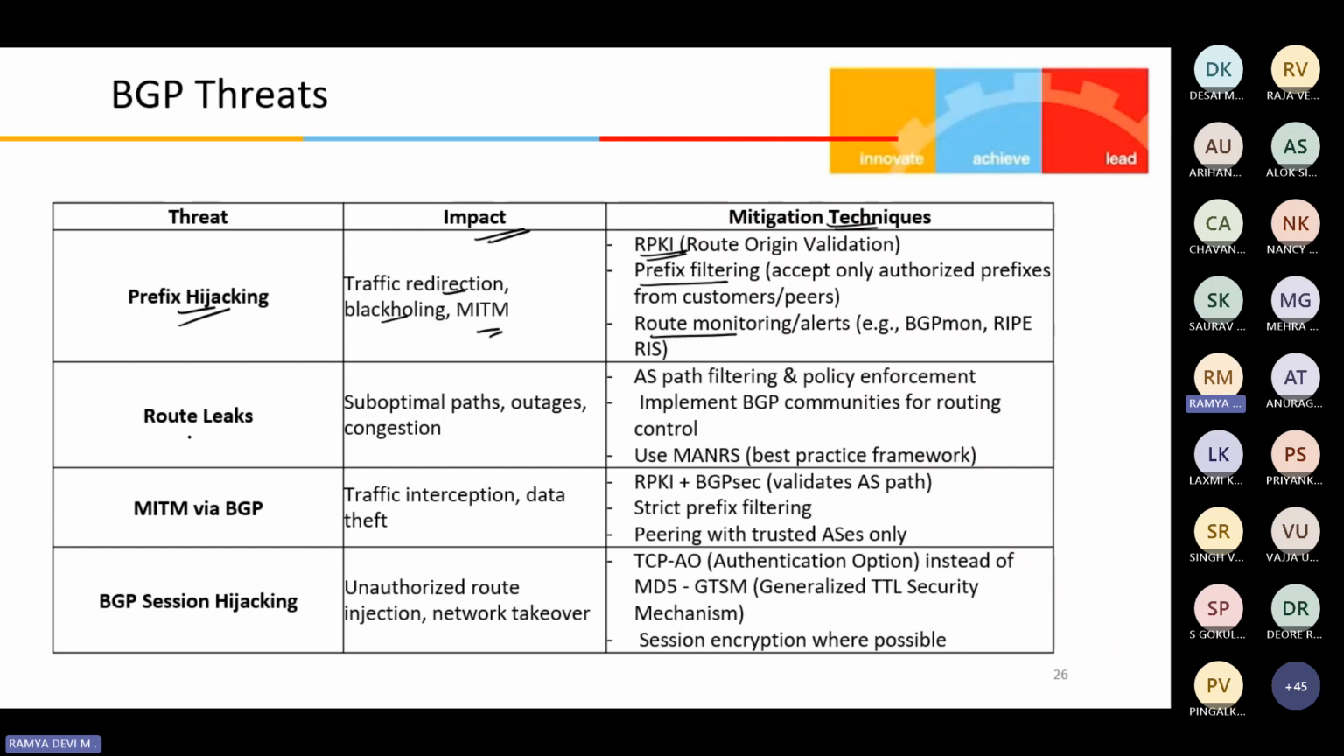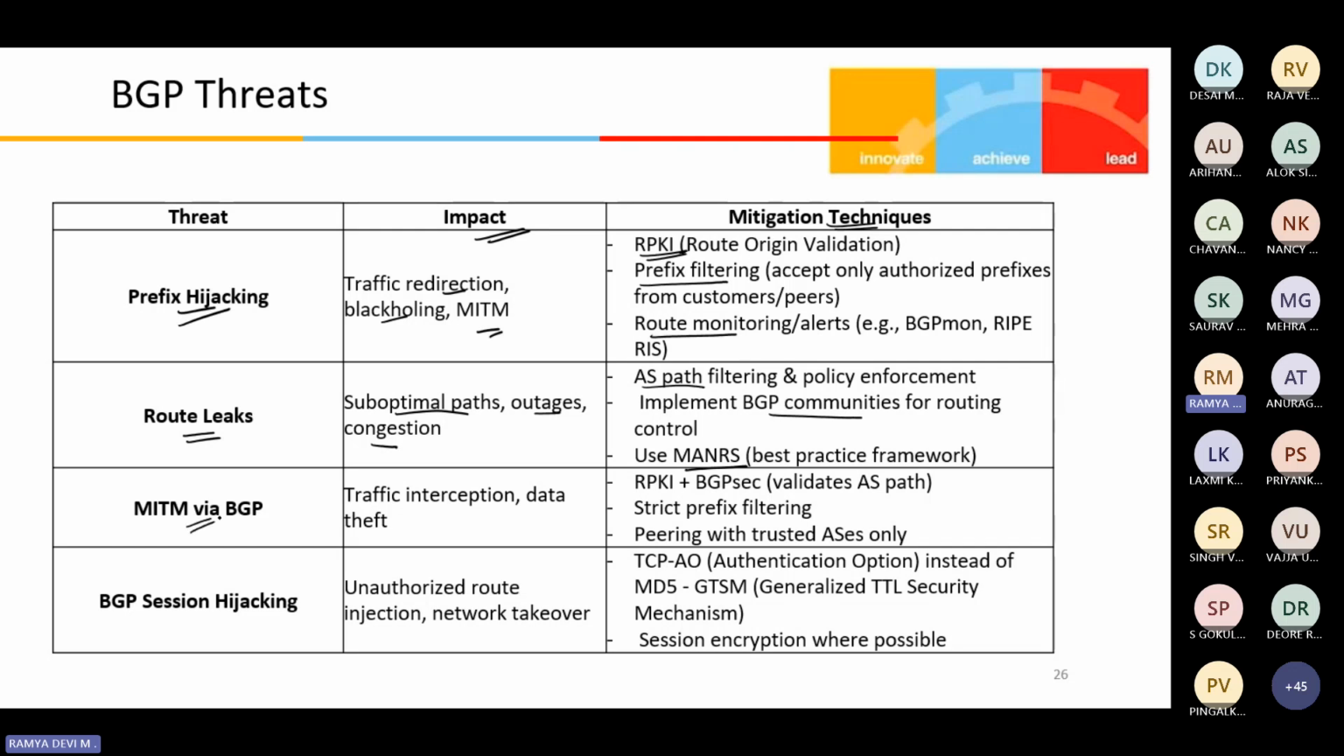route alerts. The next problem is route leaks. Suboptimal paths or even outages will happen. There could be a possibility of congestion. This can be avoided with MANRS, or by implementing BGP communities, or by using AS path filtering and policy enforcement.